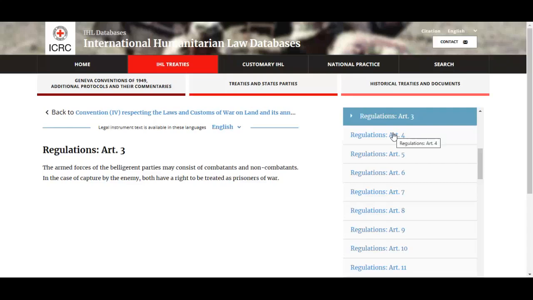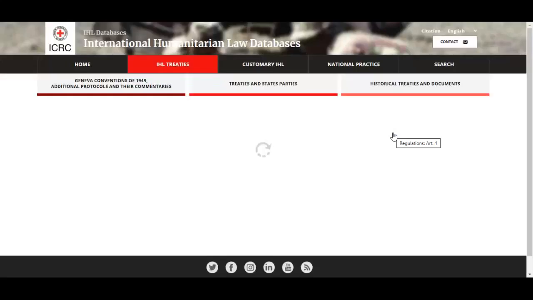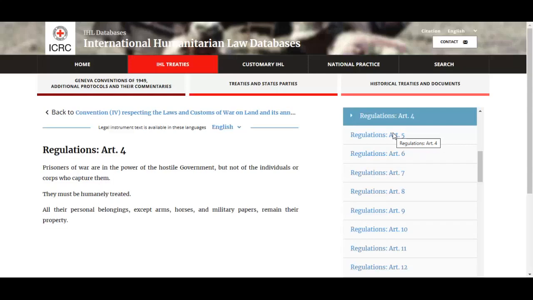So, Chapter 2, Prisoners of War. Article 4. Prisoners of war are in the power of the hostile government, but not of the individuals or corps who captured them. They must be humanely treated. All their personal belongings, except arms, horses, and military papers, remain their property.